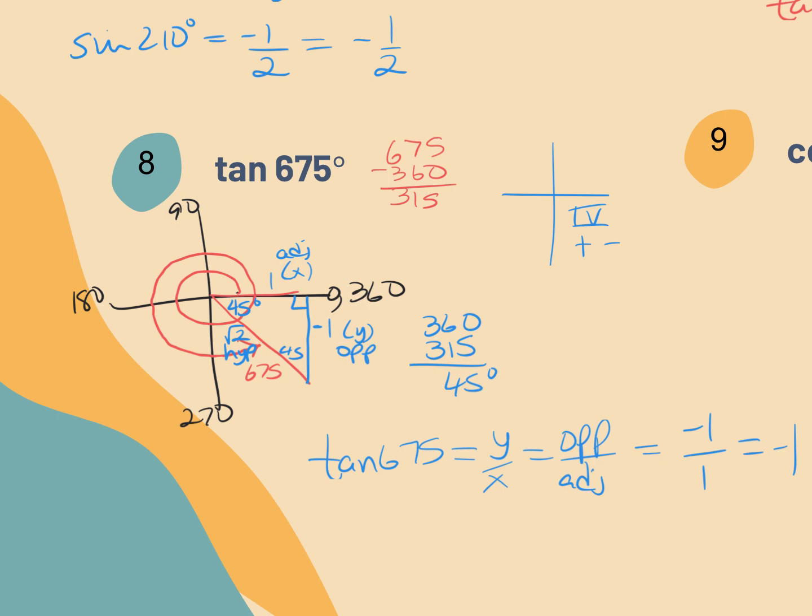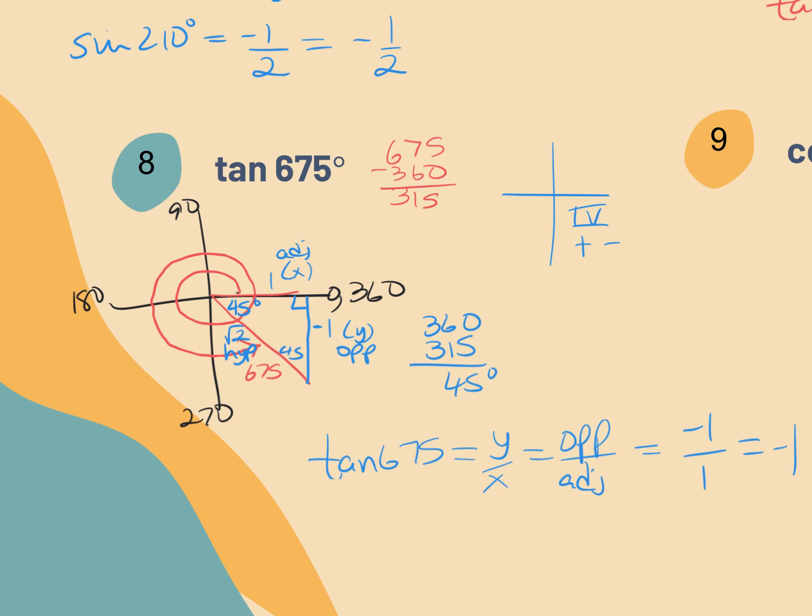Now, yes, I know you can just get out your handy-dandy calculator, hit the tangent button, type in 675, and as long as your calculator is in degrees, you should be getting -1. But again, for these questions where our reference angle ends up being a 30, 60, or 45, you're not using your calculator. You have to draw the special right triangles. You need to memorize the relationship of the sides.